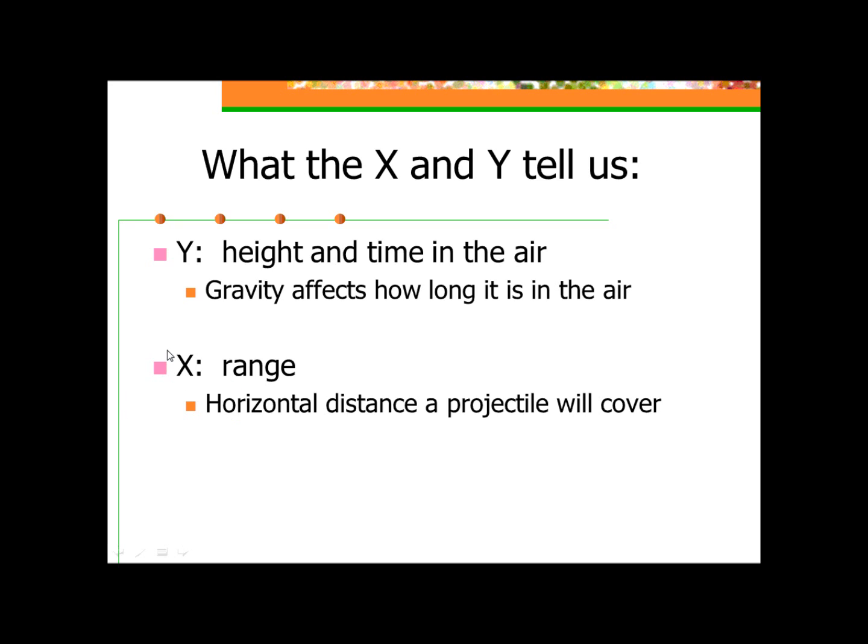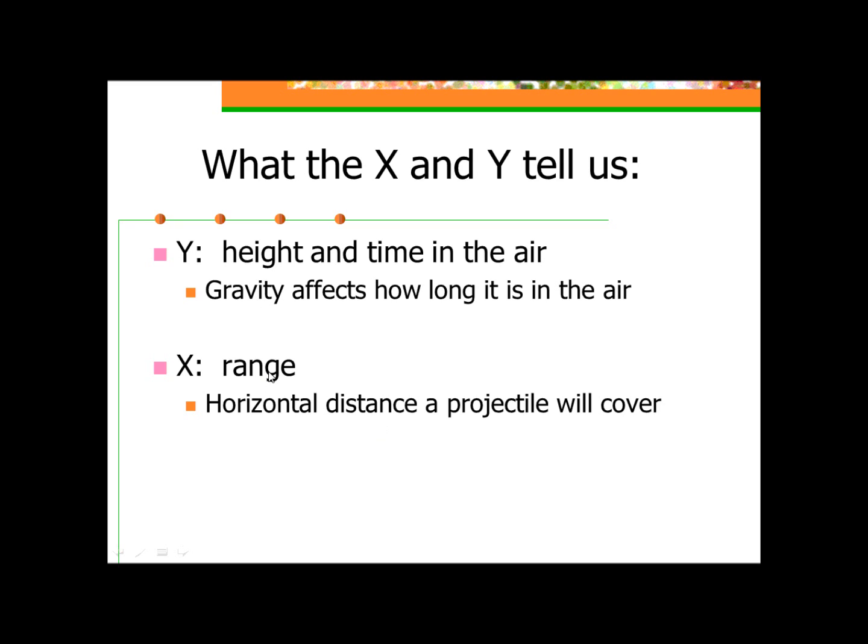What the X does tell us is the range. And the range, by definition, is the horizontal distance a projectile will cover. So it's how far down it's going to go, or down as in outward. So how far downfield. So we're looking at the horizontal distance is your range.